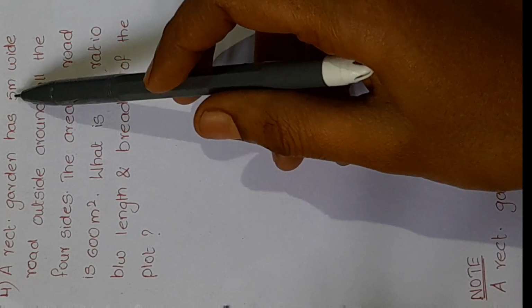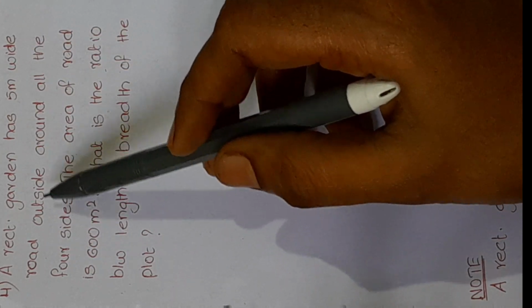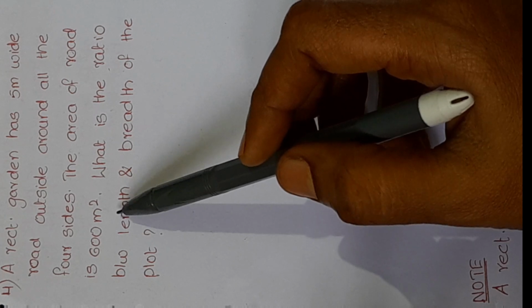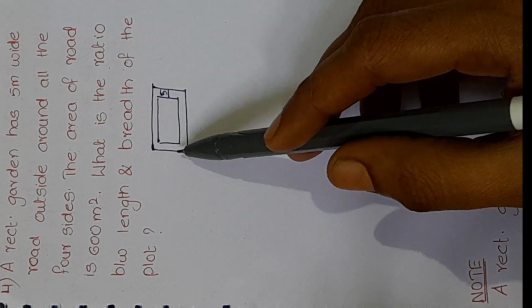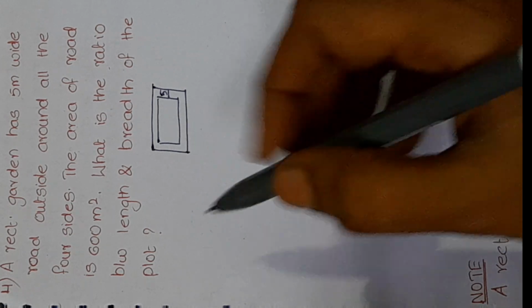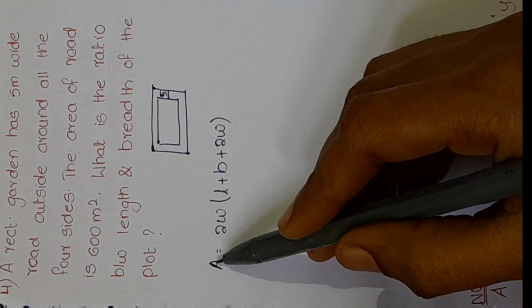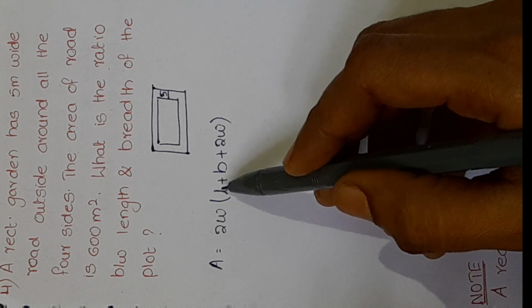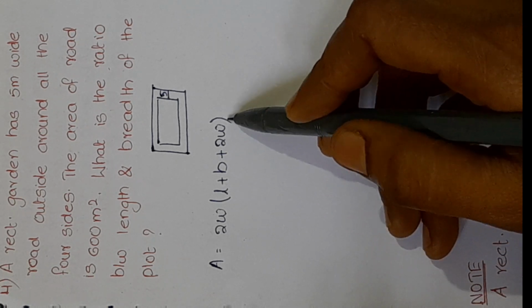A rectangular garden has 5 meters wide road outside around all the 4 sides. The area of the road is 600 meters square. What is the ratio between length and breadth of the plot? We have discussed the formula for this type of questions in the rectangle topic. Once again, let us see the formula. Formula for this is area of the path is 2 into width into length plus breadth plus 2 into width.